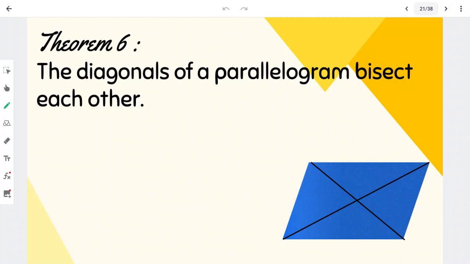Theorem 6. Theorem 6 is that the diagonals of a parallelogram bisect each other. Bisect means, I'll explain to you. Here you see, let's say this is my parallelogram ABCD.